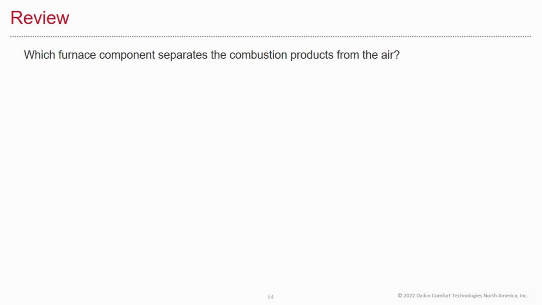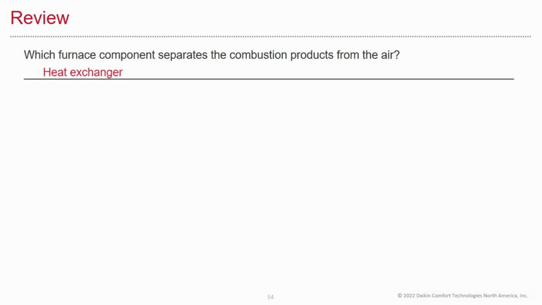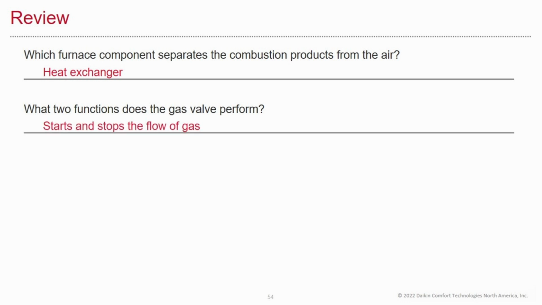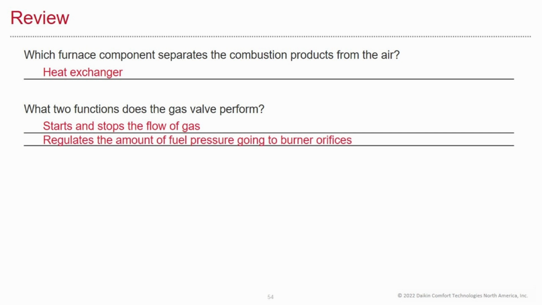Let's review what we've covered in this section. Which furnace component separates the combustion products from the air? The heat exchanger. What two functions does the gas valve perform? It starts and stops the flow of gas, and it regulates the amount of fuel pressure going to the burner orifices.